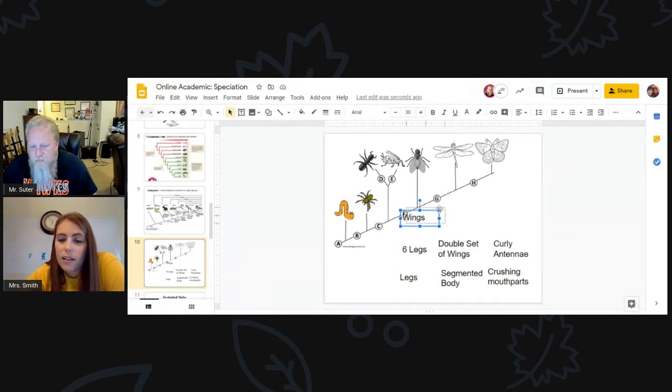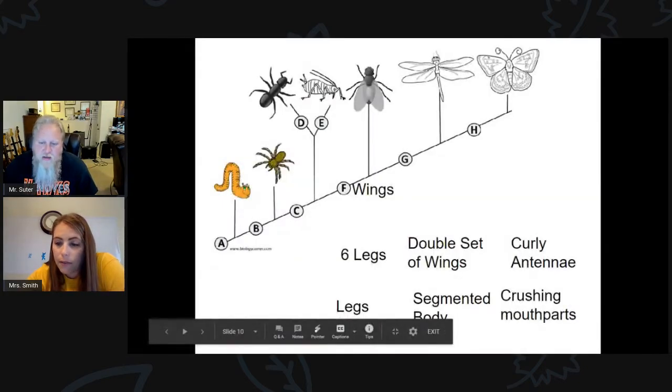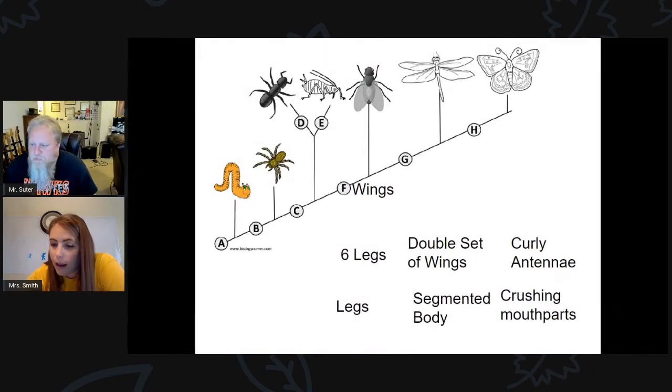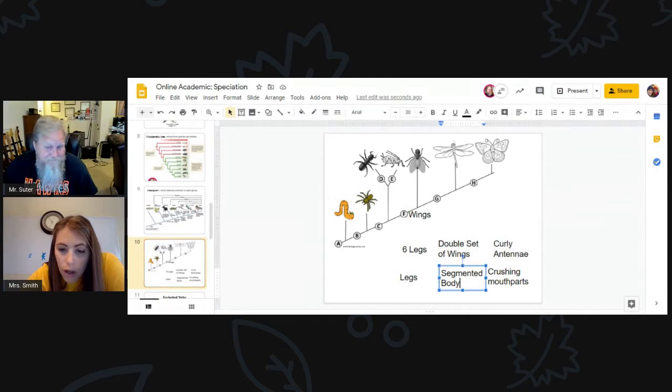So now that we said that, is there any place anybody else thinks they can put? Okay, so Shay says A has a segmented body. And I've got two different letters for double set of wings. Annie said H has double set of wings. Eli says G has a double set. And so it's anything above. So is it H or G? What do you think, Mr. Shooter? Does segmented body go at A?